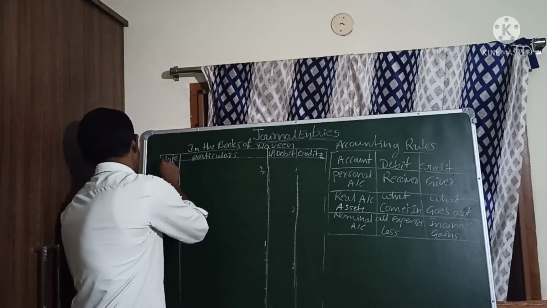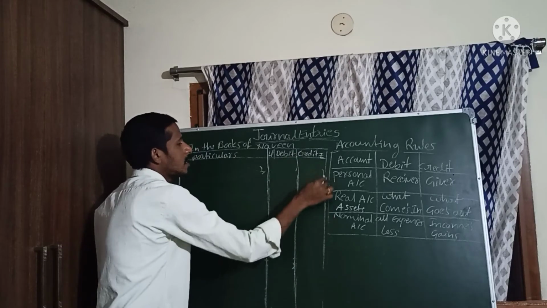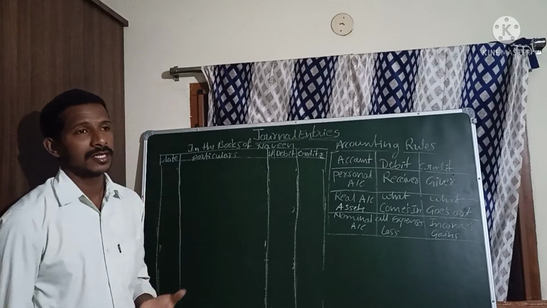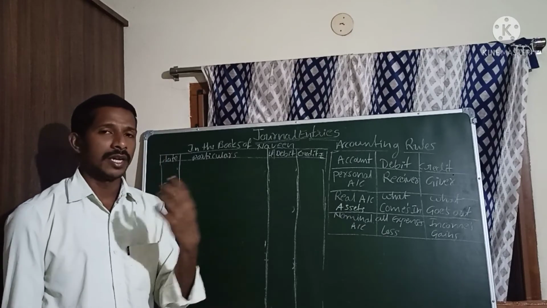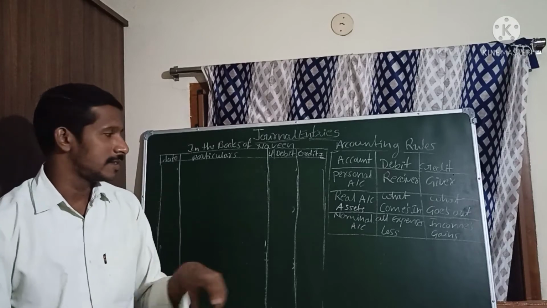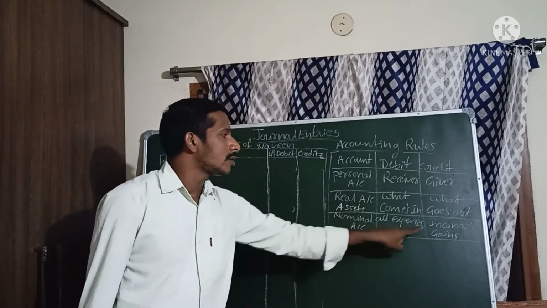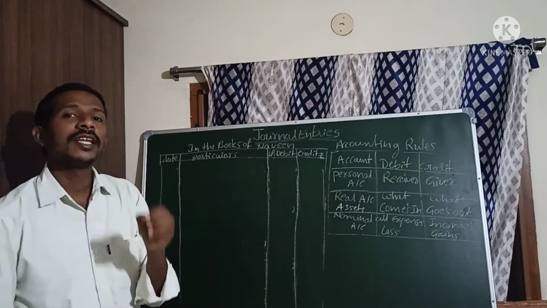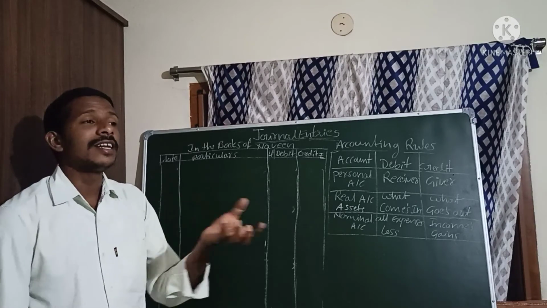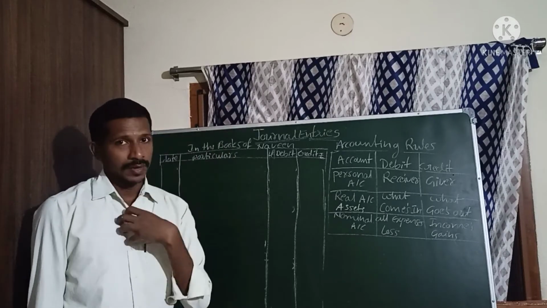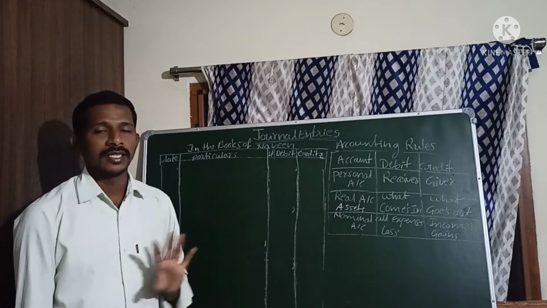So I'm writing here the remaining entries. I hope you're understanding very well. Now we'll see, when income is received, when business is receiving rent, discount, interest, all incomes are credit. See here, nominal account, all incomes are credit. For example, rent is income. Rent received, discount received, interest received. So this interest received is income. Income, credit side.